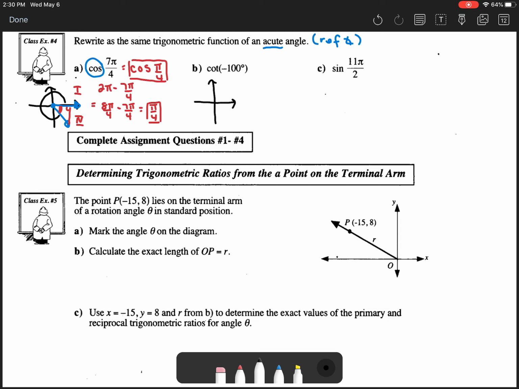I'm going to draw it out again. Okay, cotangent, which is like tangent, of negative 100 degrees. Well, negative 100 degrees is just past negative 90. So when I talk about that, there's what this rotation looks like from there to there.